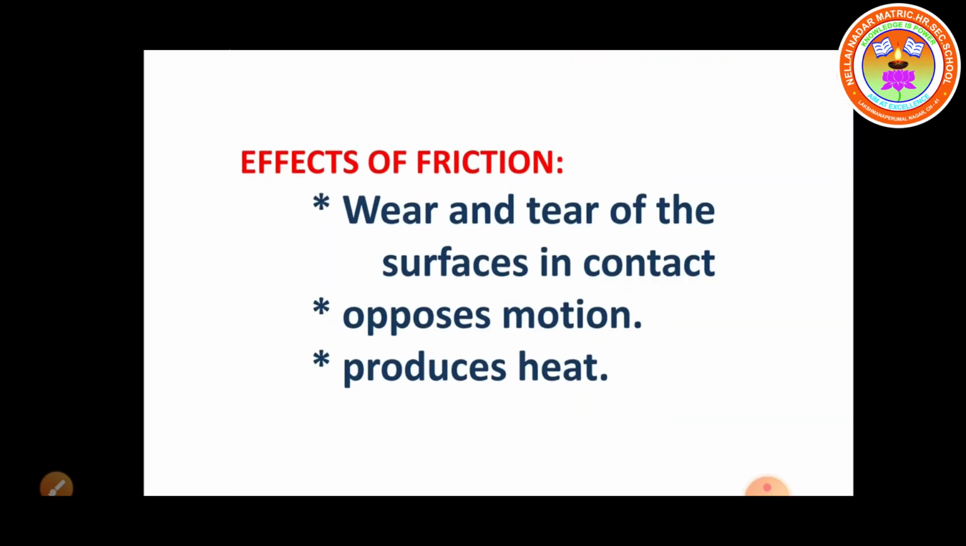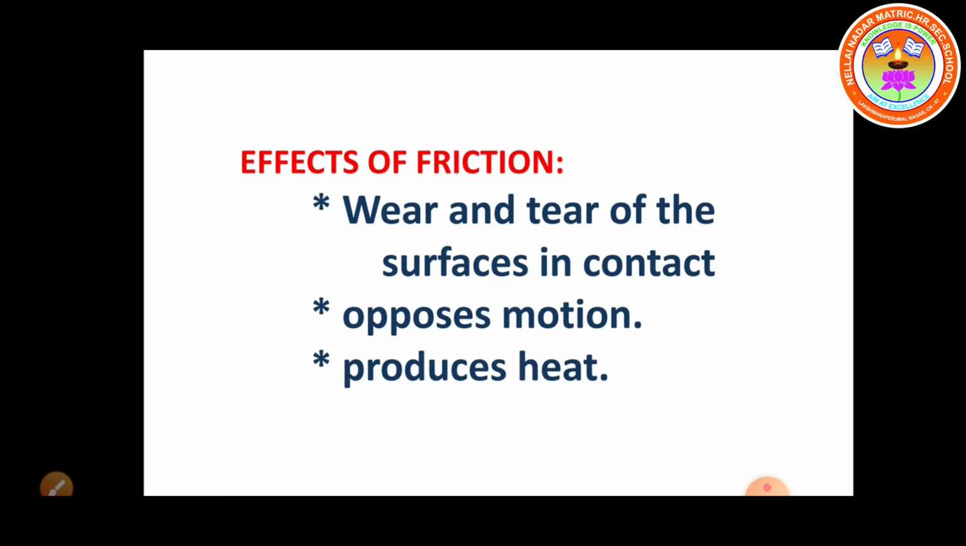Friction can produce the following effects. The first one, it opposes the motion. The friction opposes the motion. And second, the friction produces heat. For example, rubbing our hands produces heat. Okay.